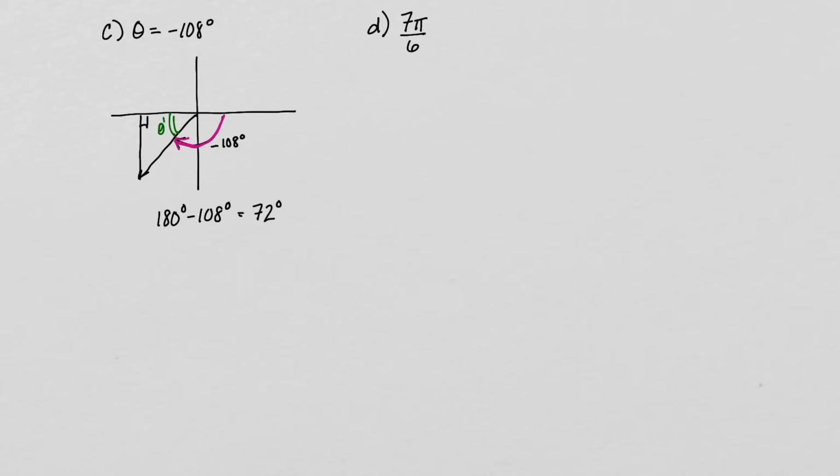So 7 pi over 6, if I convert that to degrees, I'm going to multiply by 180 degrees over pi. So 6 goes into 180 30 times, and my pi's would cancel. So we're going to be left with 210 degrees. If we think about drawing something that's 210 degrees, that's going to put us down here in the third quadrant.